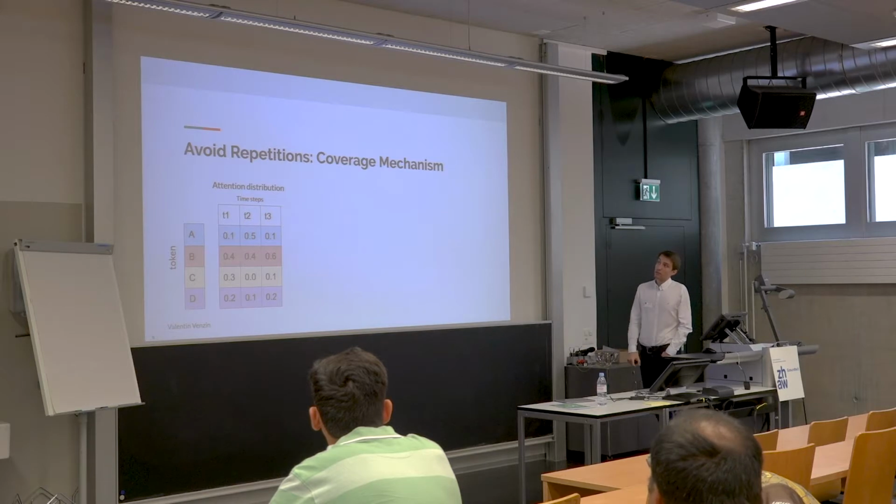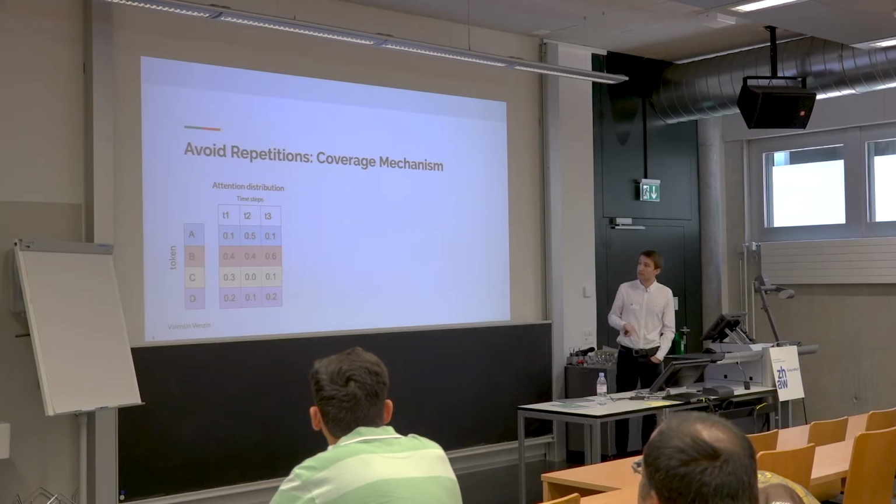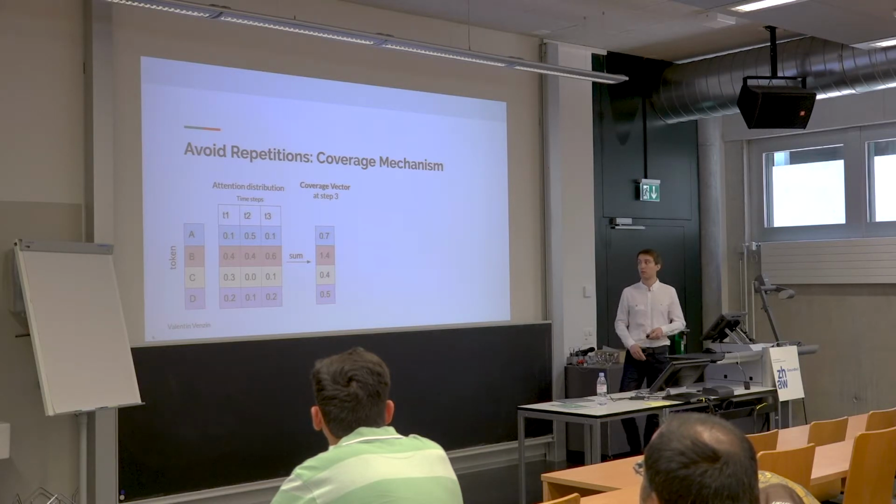Okay, let's get into the first issue that I want to talk about. It's repetitions, and for that we have the coverage mechanism. So this is not our idea, this is also from this paper, I'll say it now. So what are we looking at? On the right we have 4 tokens. Let's imagine the article only has 4 tokens, A, B, C, and D. And then for each time step in the decoding, so for each word that we put into the summary, we get this attention distribution, the blue one from before. And what we do now is we just sum up all the values in the attention distribution per token.